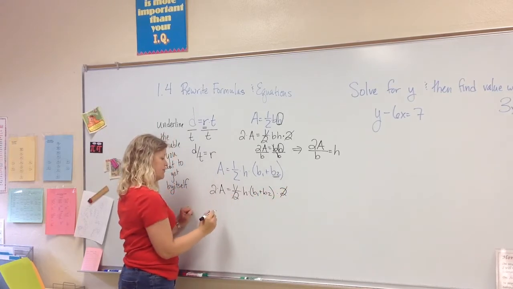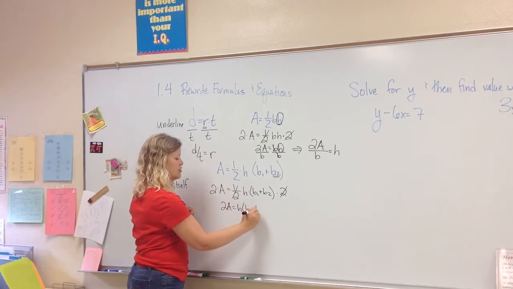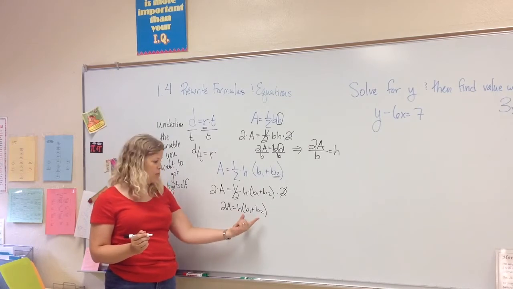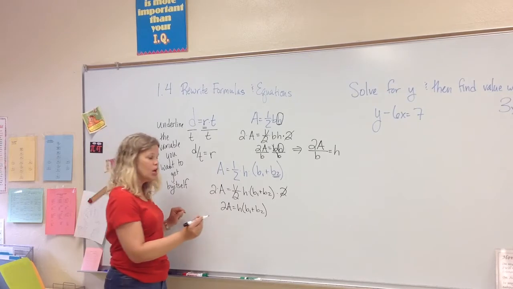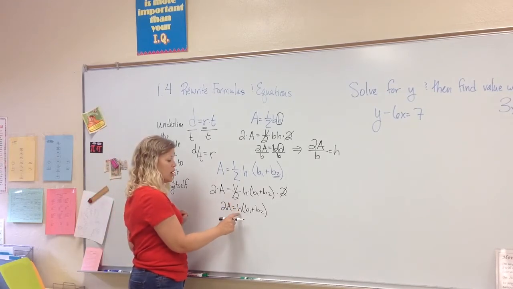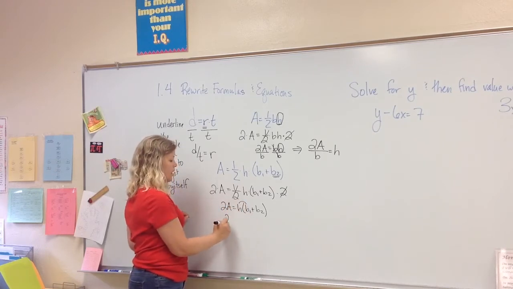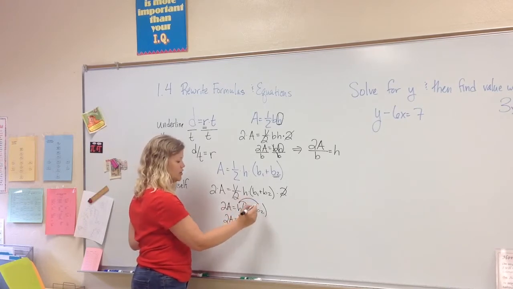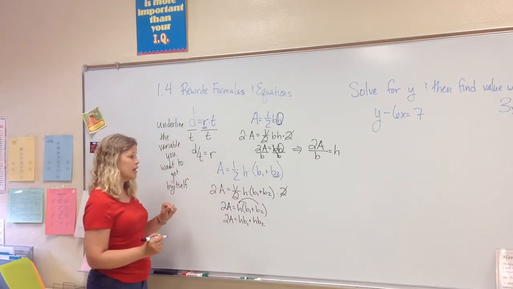Now, this is gone, and we're left with 2A equals H times B1 plus B2. Okay? Well, I need to get B2 by itself, but where do you notice it is? For the love, it's in parentheses. So you've got to get rid of those. What does it mean to have something in front like this? You're going to have to distribute. So H times B1 is just HB1. H times B2 is just H times B2. All right? We're getting closer.